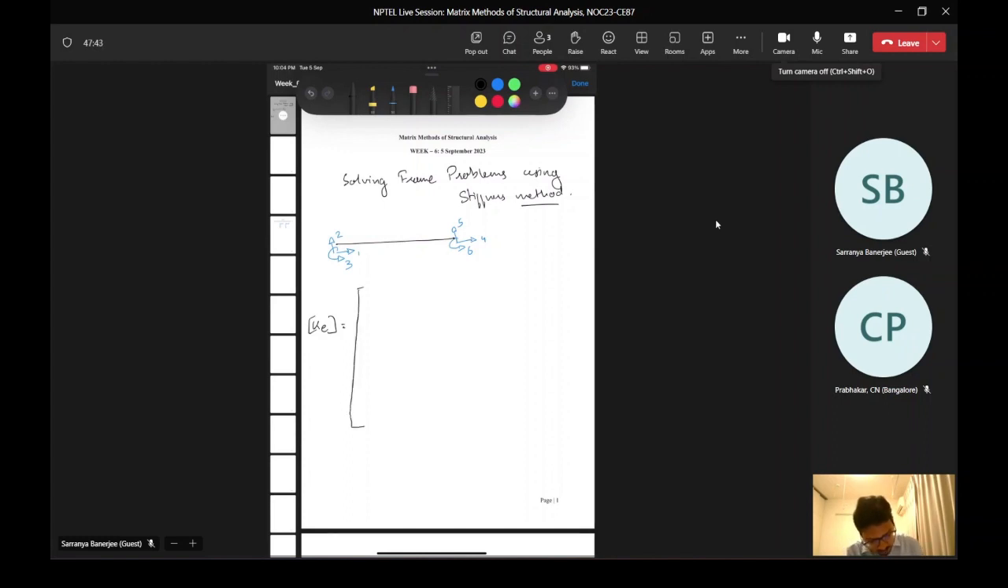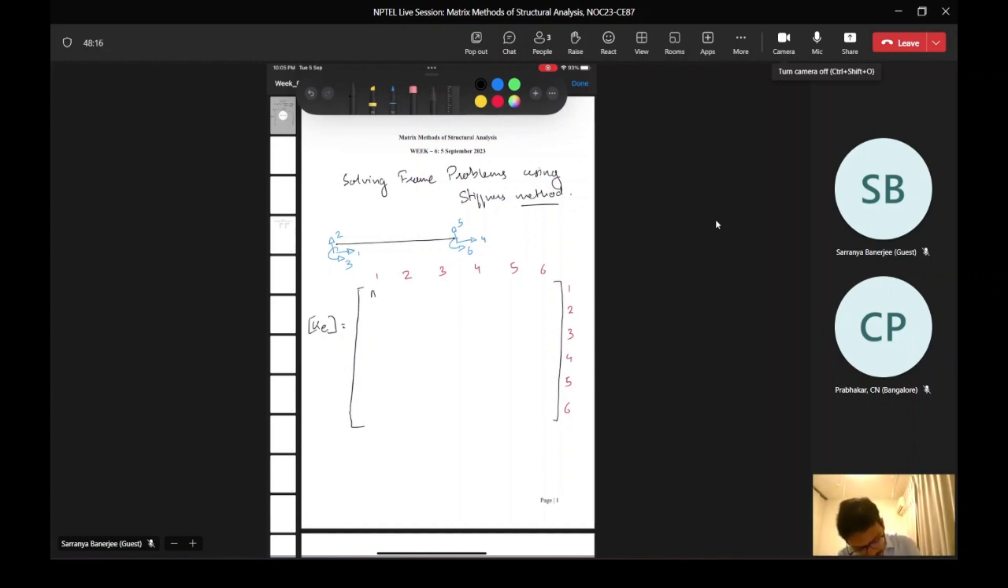The derivation for this is pretty simple, just the juxtaposition of the two stiffness matrices of the truss element and the beam element, right? So what are the different element matrix values?